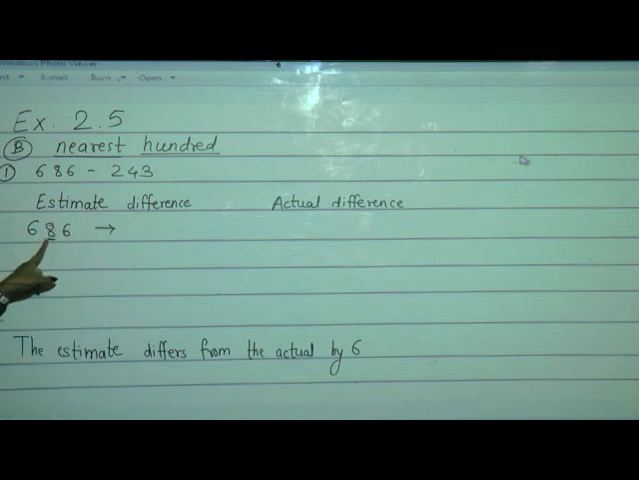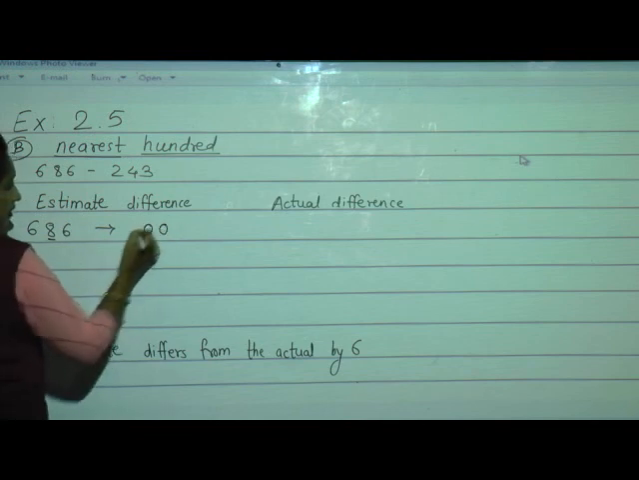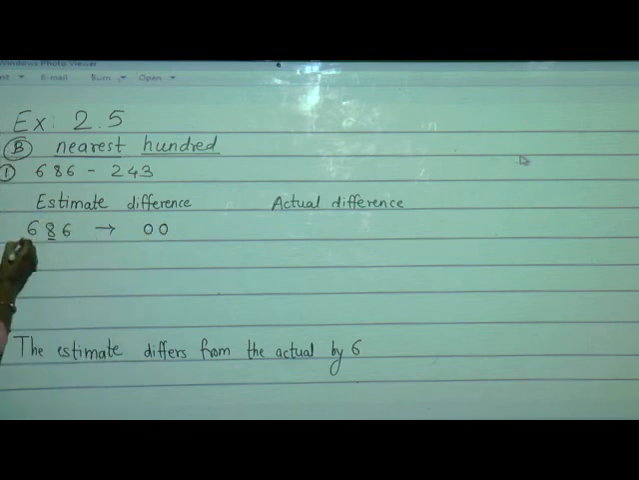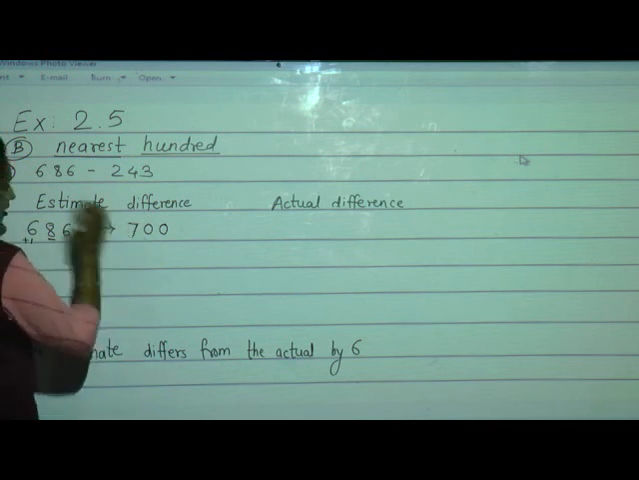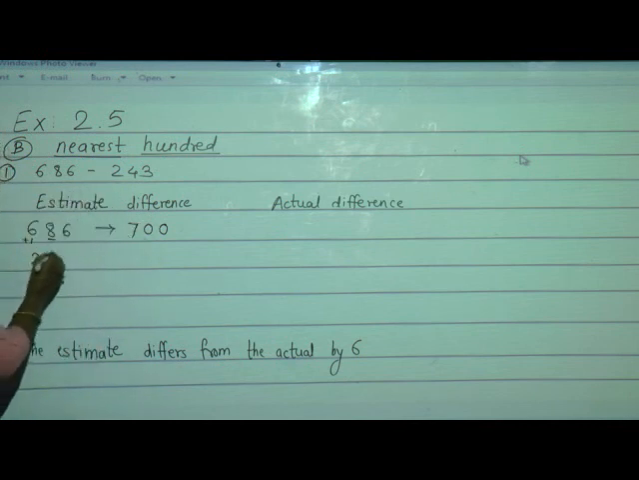So what is there on the tens place? 8 is there. If it is 5 or more than 5, place the 0 at ones place and tens place. If it is 5 or more than 5, then add 1 to the hundreds place. So 6 plus 1 is 7. The next number.